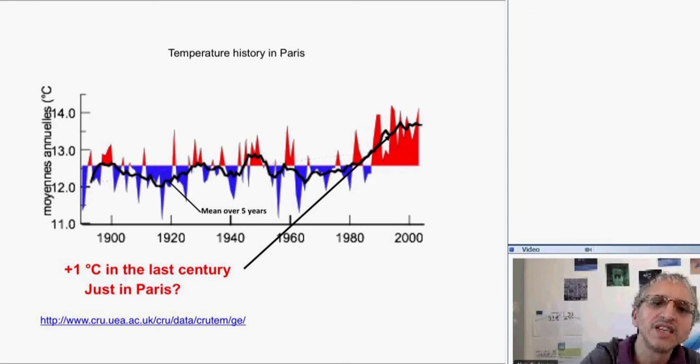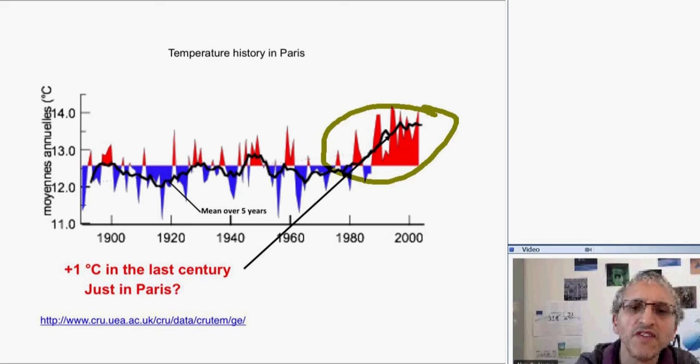And what you see is that in the last, I would say, 50 years, there has been an increase in Paris. And if you calculate over the mean, it has been an increase of about 1 degree Celsius in the last century. Okay, so one of the questions is, is this just in Paris? Is it significant?